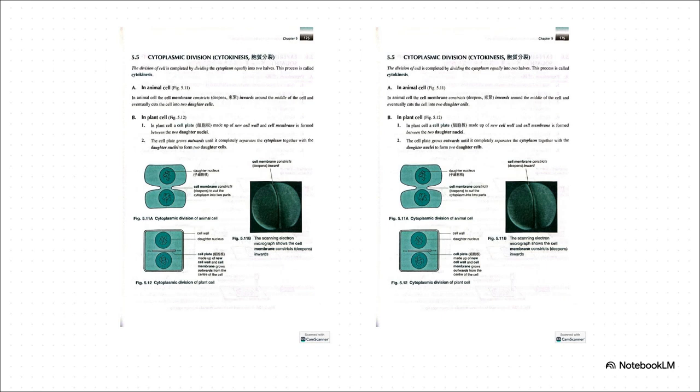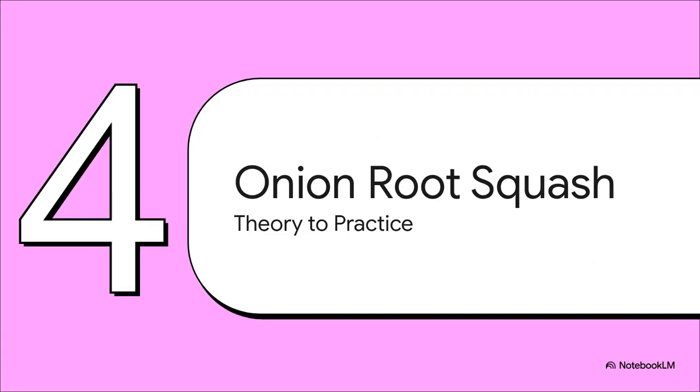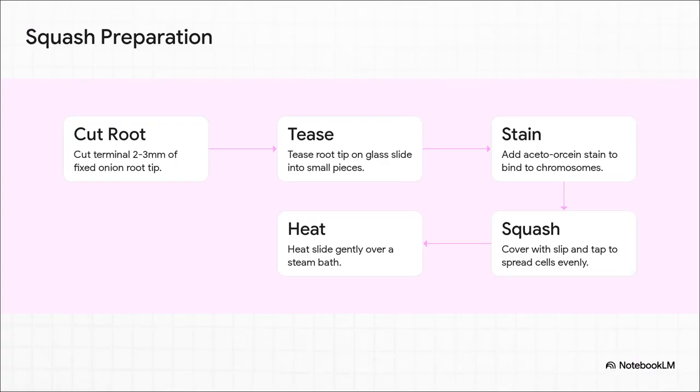You can vividly see that flexible membrane constricting and pinching deeply inward. Keeping this specific visual distinction in your head is going to be incredibly helpful for grasping these cellular mechanics for your exams. Section 4. Onion root squash experiment. Theory to practice. So, how do we actually see these cells actively dividing in a real-world lab setting?